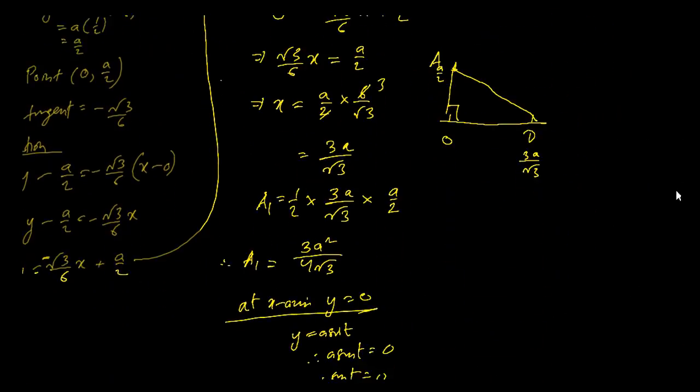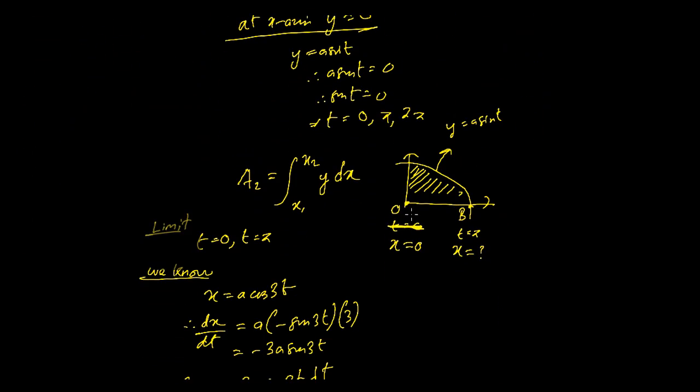So since we had already found this, at the limit x equals 0, we know t equals pi by 6. And the other one here is going to be t equals 0, because there are three values here. When y equals 0, meaning at the x-axis, one of them is going to be 0. So I guess this one is going to be 0.